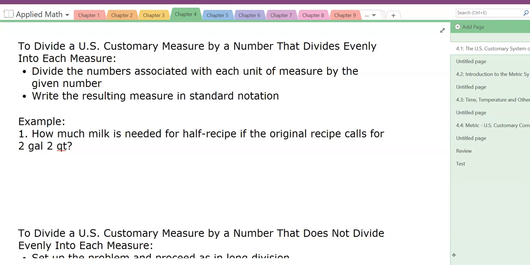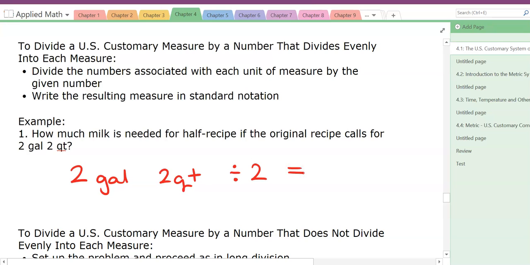So this one is wanting to know how much milk is needed to halve a recipe. So you're cutting it in half. The original recipe calls for 2 gallons and 2 quarts. So we're going to take 2 gallons and 2 quarts. We're going to divide each of those numbers by 2. So this one works nicely because it goes in evenly, because 2 divided by 2 would just be 1. So we would need 1 gallon and 1 quart.